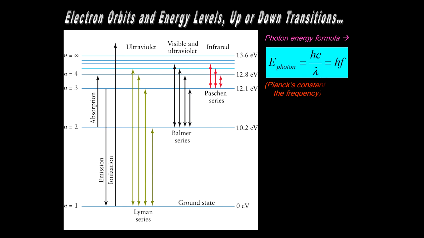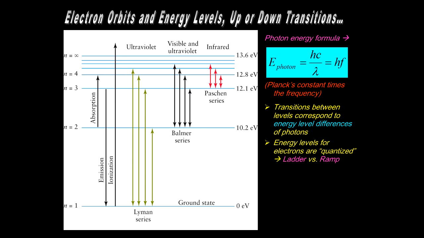Photon energy, as we've seen before, is related to Planck's constant, the speed of light, and inversely related to the wavelength, or it's equal to Planck's constant times the frequency. So the energy of the photon is proportional to frequency, inversely proportional to wavelength. The transitions between levels, from one level to another, actually correspond to energy level differences for photons, either absorbing or emitting. The energy levels for the electrons are quantized, which just means that there are those specified energy levels.